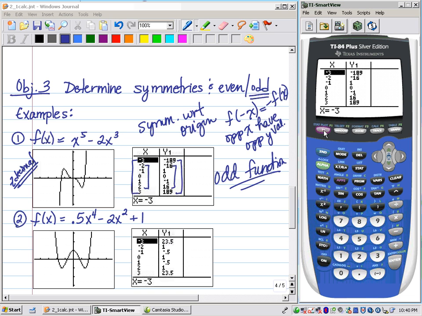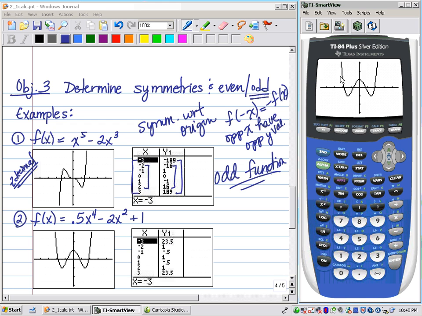The next example is 0.5x to the 4th minus 2x raised to the 2nd power plus 1. Now if I graph that, and again I'm in that z decimal format, you could be in the standard window, that's fine. Is this symmetric with respect to the y-axis or origin? Is it even or odd?